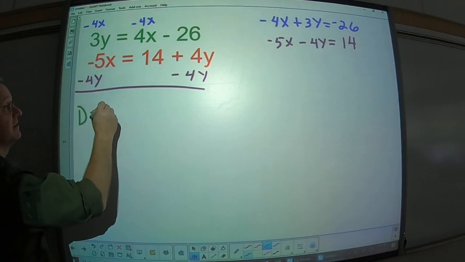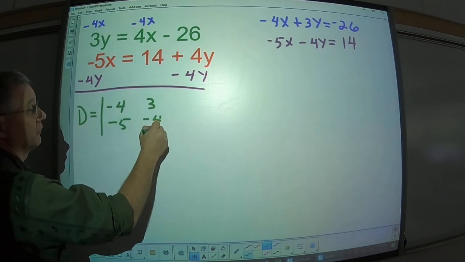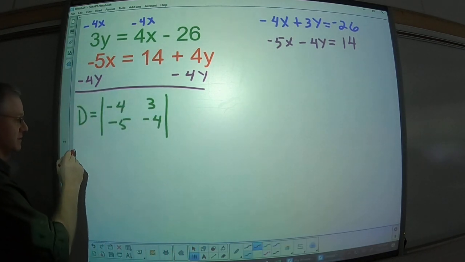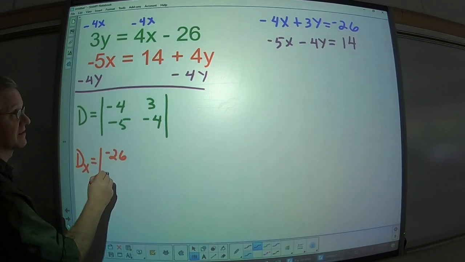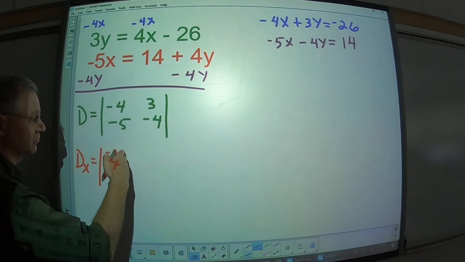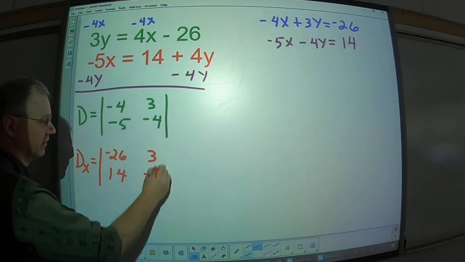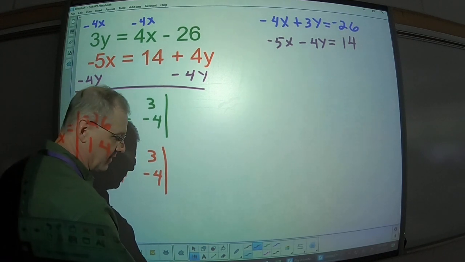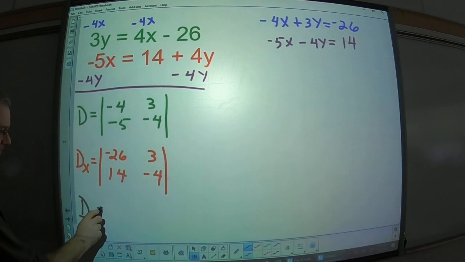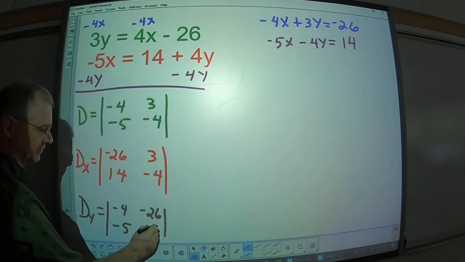D, in this case, is negative 4, negative 5, and 3, negative 4. D sub x, negative 26, 14. Make sure you're leaving enough space to be obvious here. 3, negative 4. You don't want to think of negative 2, 6, 1, 4, all right? So be careful of that. And then finally here, D sub y. Let's see, negative 4, negative 5, negative 26, 14.